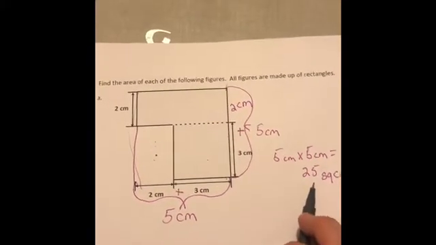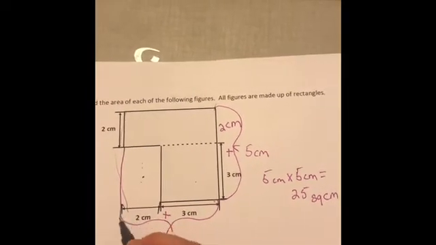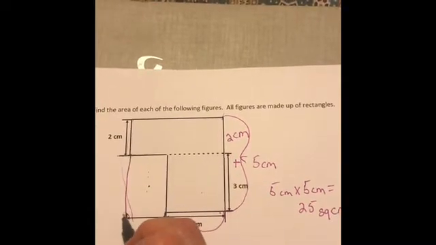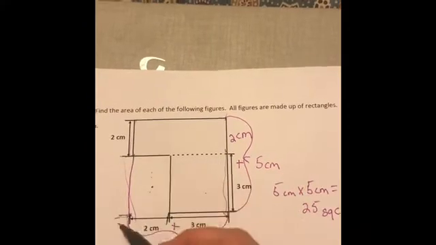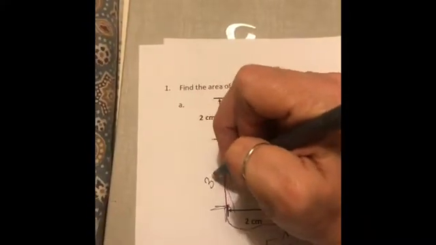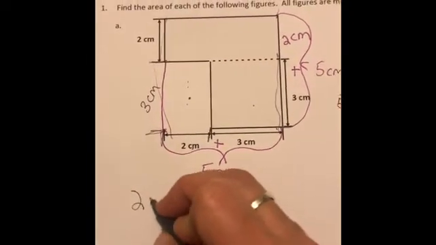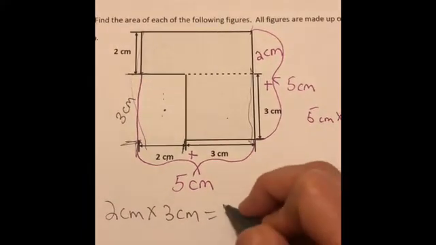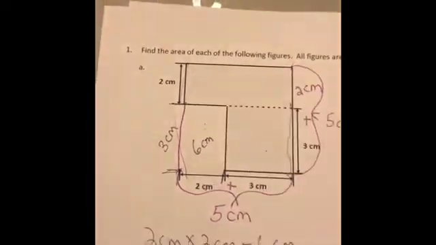from the total area. So I know that this side is 2 centimeters, but I don't have the measurement of this side. But if this part is 3 centimeters, then this part also has to be 3 centimeters. So I know that I can find the area by doing 2 centimeters times 3 centimeters, and 2 times 3 is 6 centimeters. So this part is 6 centimeters.